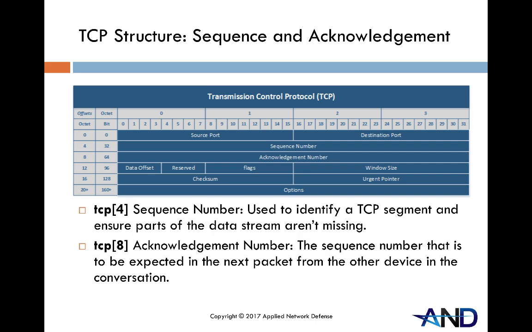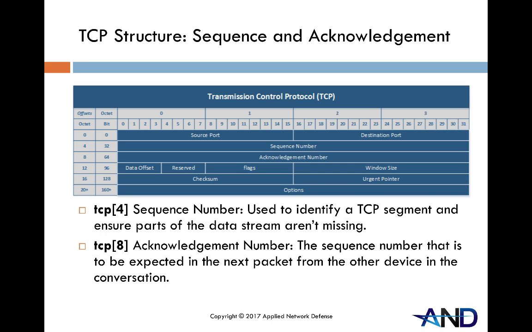Now, again, two fields are a part of this: sequence number and acknowledgement number. Sequence number, very simply, is used to identify a TCP segment. And when I say segment, I'm referring to the TCP header within the packet. That's the proper term. I'll still use TCP packet interchangeably, but when I say segment, that's the proper way to refer to just that TCP header within the encapsulated packet. So the sequence number is used to identify the TCP segment and ensure parts of the stream aren't missing. And the acknowledgement number is basically the sequence number that is to be expected in the next packet from the other device in the conversation. So that's what we're talking about when we talk about sequence and acknowledgement numbers.